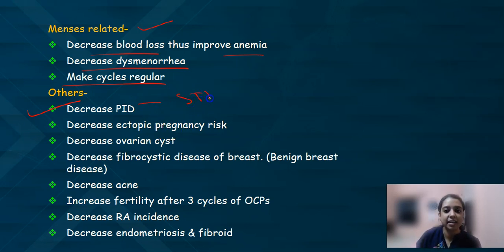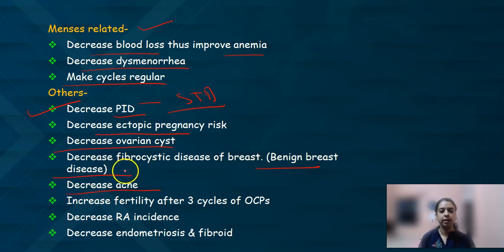I am not saying STDs. It does not work on STDs. It decreases pelvic inflammatory disease risk. Okay. Decrease ectopic pregnancy risk. Decrease ovarian cyst formation. It is even given in ovarian cyst. Decrease benign breast disease. Decrease acne. So in acne, OC pills are given. Okay. In IVF also, if you give 3 cycles of OCP, then when you start IVF, the response is much better. So they increase the fertility after 3 cycles of OCP, decrease rheumatoid arthritis incidence, also treatment of endometriosis and fibroid. So these are the non-menses related.